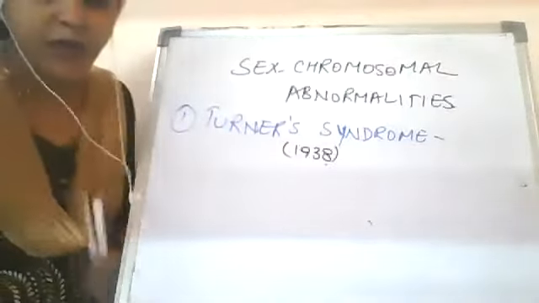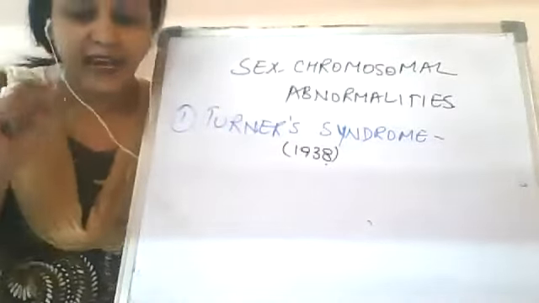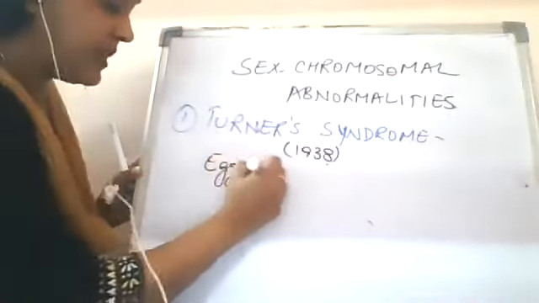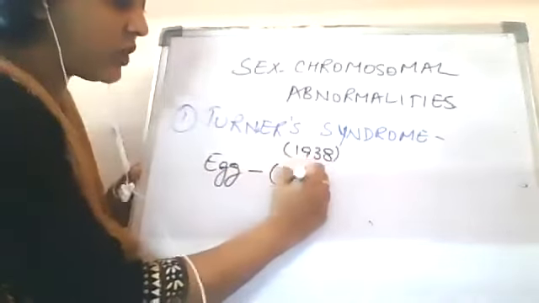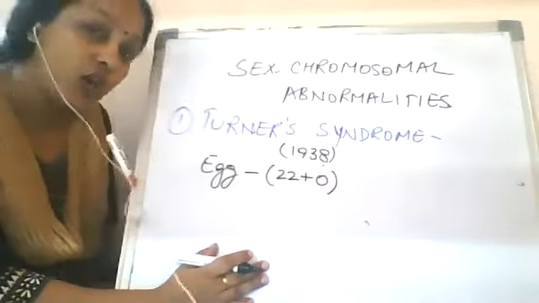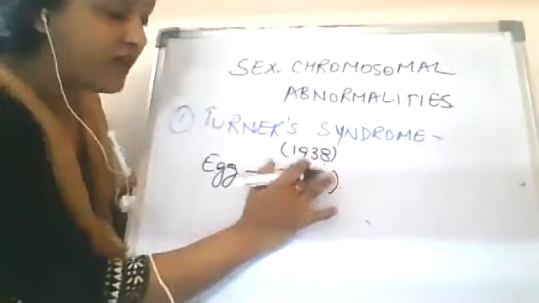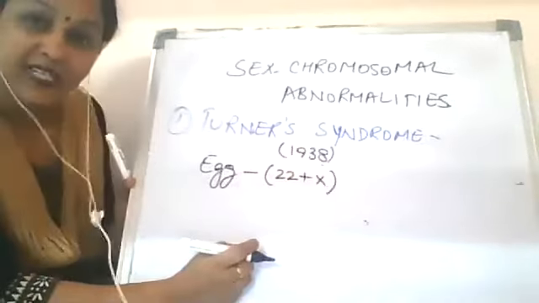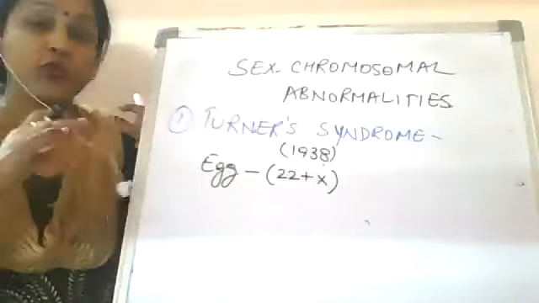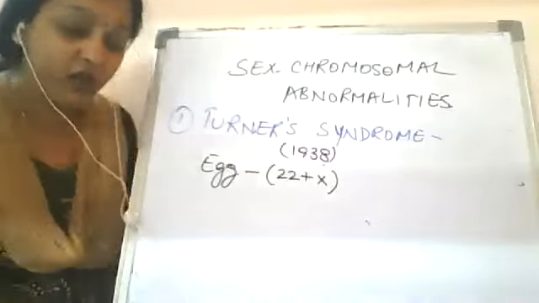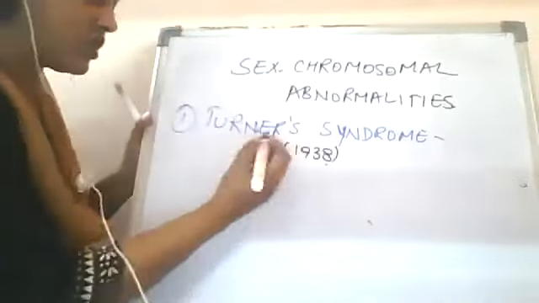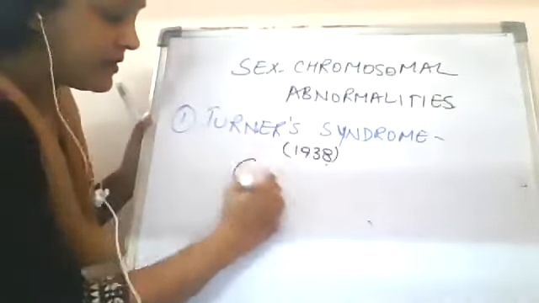First of all, what do you mean by an allosome-free egg? Allosome-free egg means an egg, that is the female gamete, which has 22 plus 0 condition. Ideally, what is the condition of all female eggs? The condition of all female eggs is 22 plus X. But suppose because of non-disjunction, the two X chromosomes did not separate from one another.